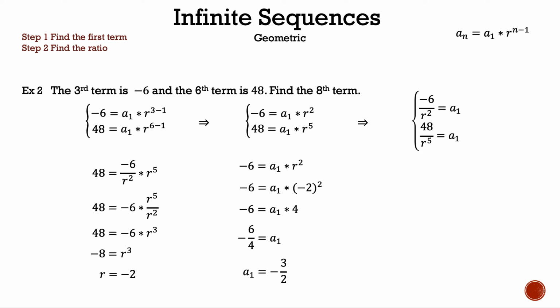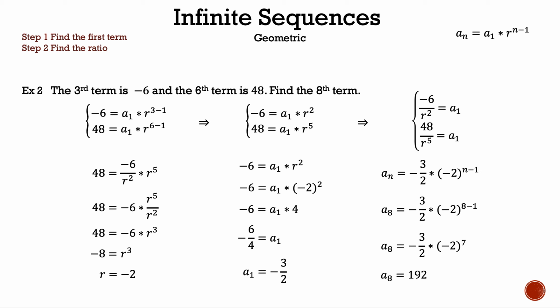Let's simplify. So a sub 1, or the first term, is equal to negative 3 halves. Now we have a sub 1 and r. Let's substitute those two numbers into the nth term formula. And now we have a sub n is equal to negative 3 halves times negative 2 raised to the power of n minus 1. Since we want the eighth term, let's go ahead and substitute 8 for all those n's. And now we have a sub 8 is equal to negative 3 halves times negative 2 raised to the power of 8 minus 1. And 8 minus 1 is 7. And the result of negative 3 halves times negative 2 raised to the power of 7 is 192. So a sub 8, or the eighth term, is equal to 192.